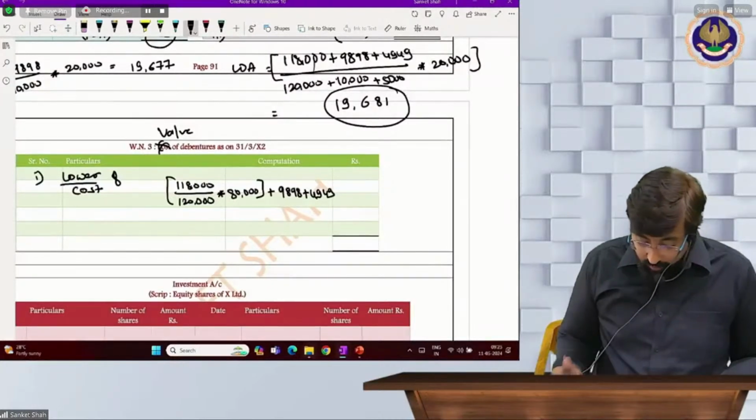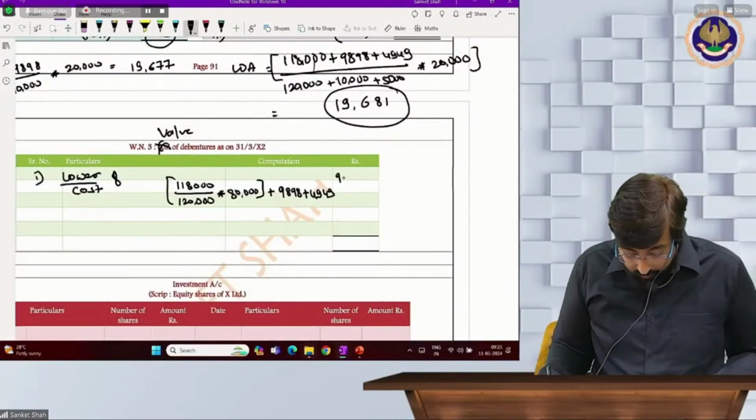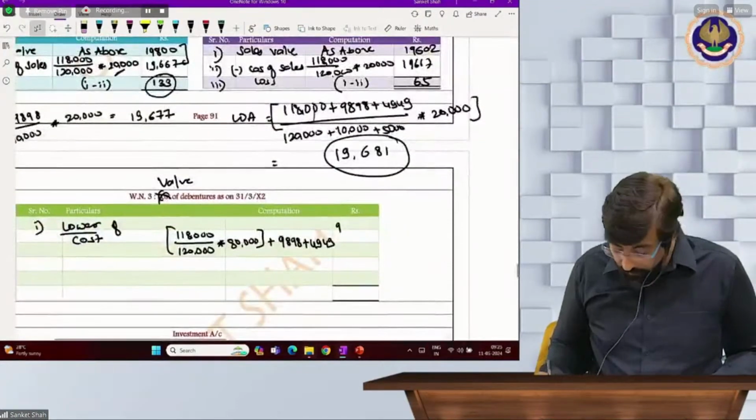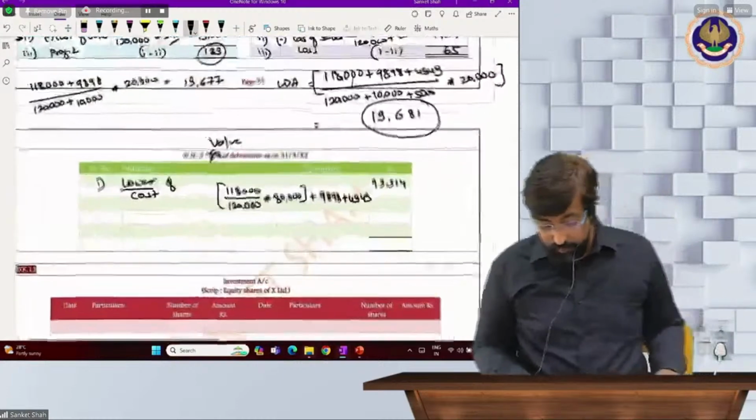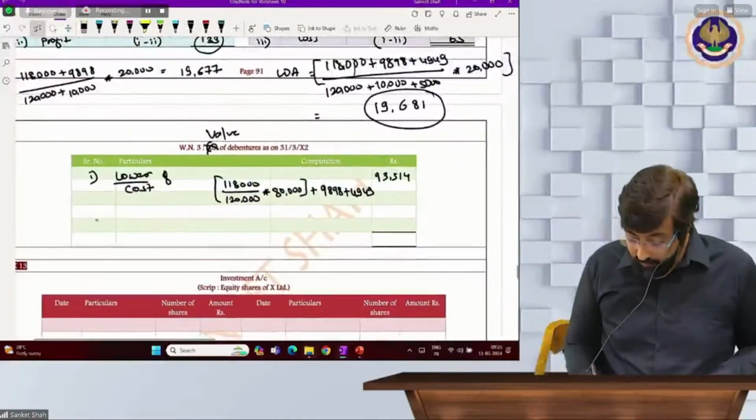बेटा आवाज बहुत आ रहा है बाजू बाजू का. 93,514 करेक्ट है क्या? देखो. 93,514 is the correct one, Nidhi.